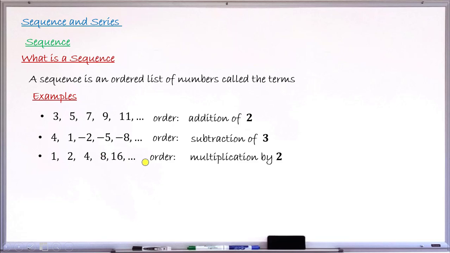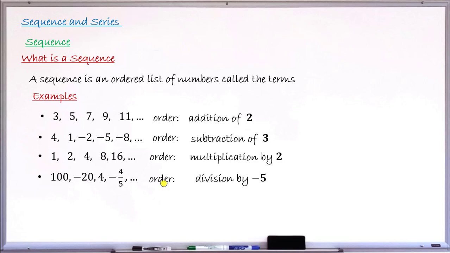This is another order. Another list we have is 100, minus 20, 4, minus 4 over 5. This one, there is an order also. And let me just give you the order. The order is division by minus 5. When you divide 100 by minus 5, it gives you minus 20. Minus 20 divided by minus 5 gives you positive 4. Positive 4 divided by minus 5 gives you minus 4 over 5, and so on. This is what we call a sequence. So there must be an order.